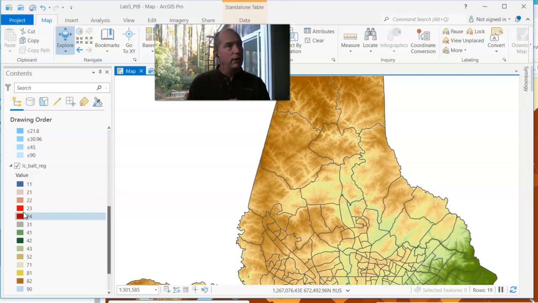I think it gives you the majority and the minority. So of those present, which is least common, and of those present, which is most common, and then how many different land cover types are present. Those are the things you get when you do zonal statistics on the land cover data set.